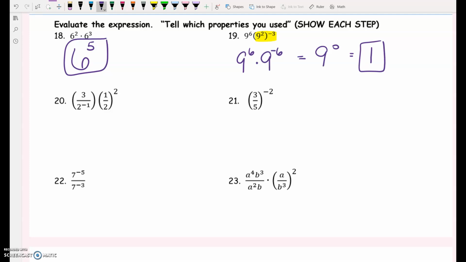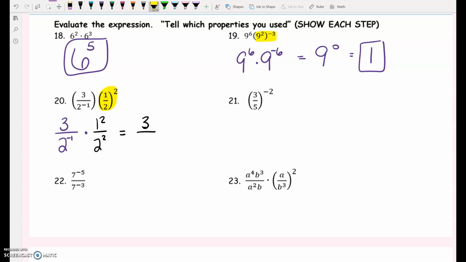Okay, number 20. I've got 3 over 2 to the negative 1. I'll deal with that in a minute. I want to deal with these parentheses first. 1/2 squared means 1 squared over 2 squared. Now you can evaluate 1 squared. 1 squared is just 1. So really on the top, all we have is 3.